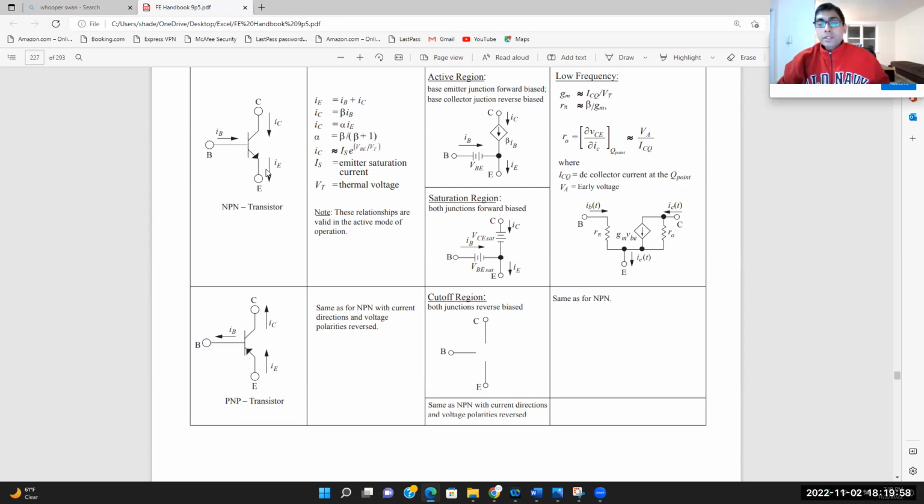As I said, it operates in three modes. It can either operate in the cut-off region, or it could operate in the saturation region. So when I'm talking about this acting as a switch, that means I'm focusing on it working either in my saturation region or in my cut-off region. Okay, what do I mean by that?